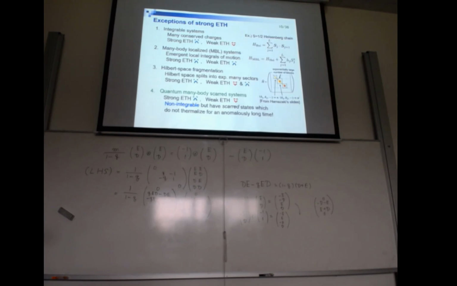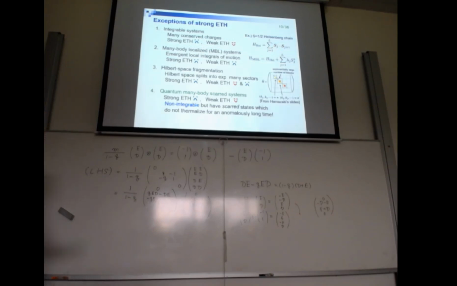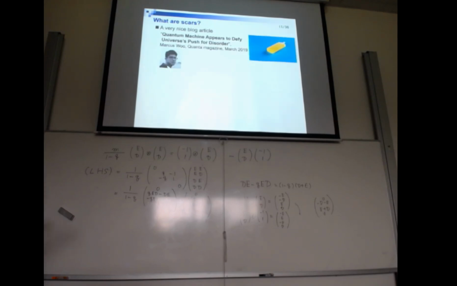But today I want to focus on the fourth class of system, which is systems with quantum many-body scars. And for this case, strong ETH fails, but weak ETH holds. And these systems are non-integrable, but have scarred states which do not thermalize for an anomalously long time. And actually, I have to say, I was an amateur of scars, but I got interested in scarred systems when I read this very nice article by Marcus Woo, which was in Quanta magazine in 2019. And there was a kind of shocking animation.